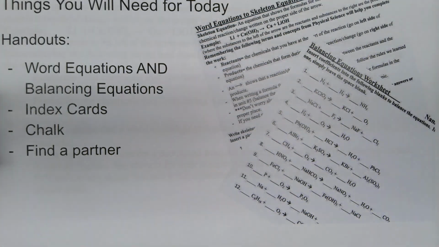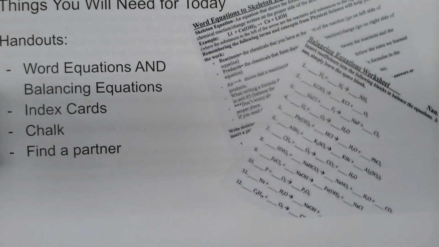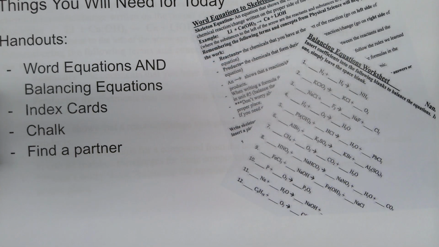So now we get into the things that we're going to need for the day. One thing you're going to need for today is a partner. You're going to need to come over here and grab a couple things. You need to grab the word problem, word equation, skeleton equation sheet. This is our classwork today. You're also going to grab the balancing equation worksheet. This is your homework for tonight.